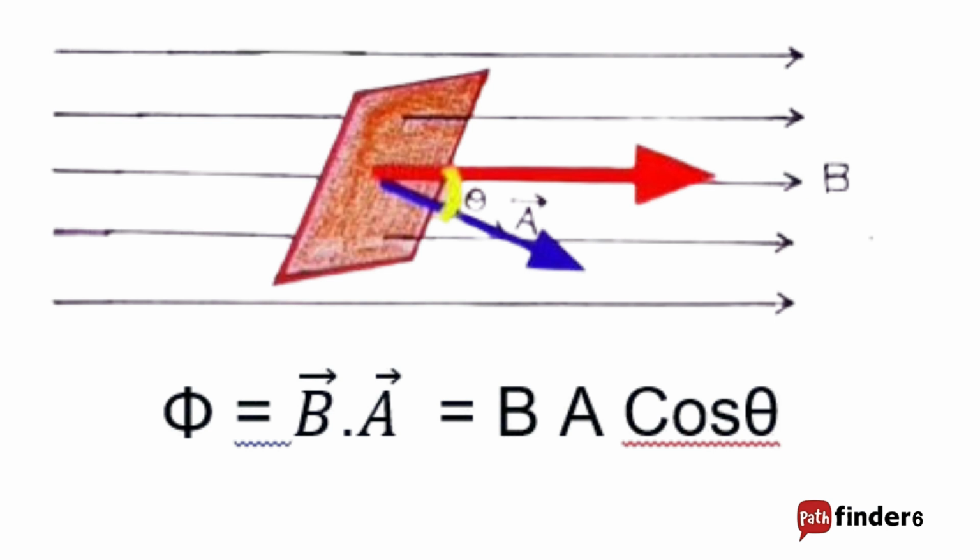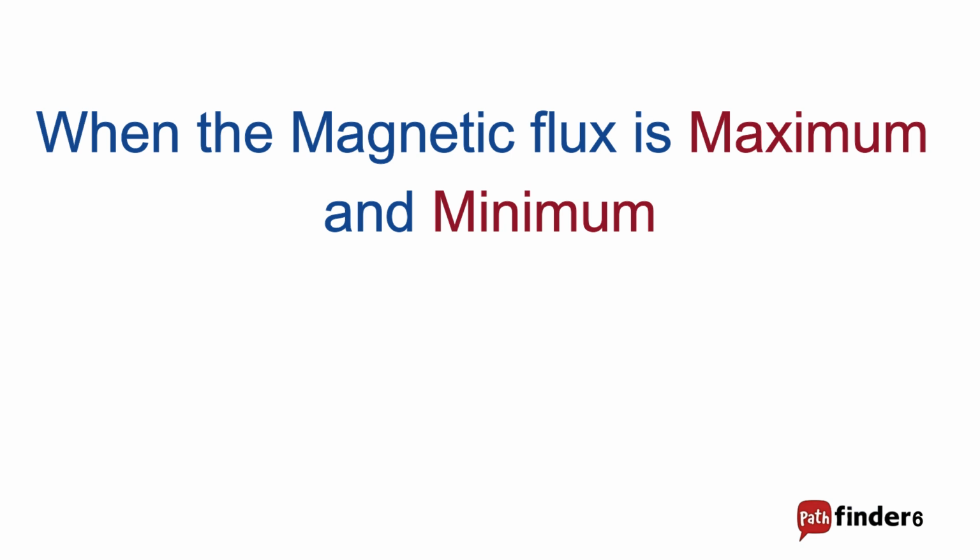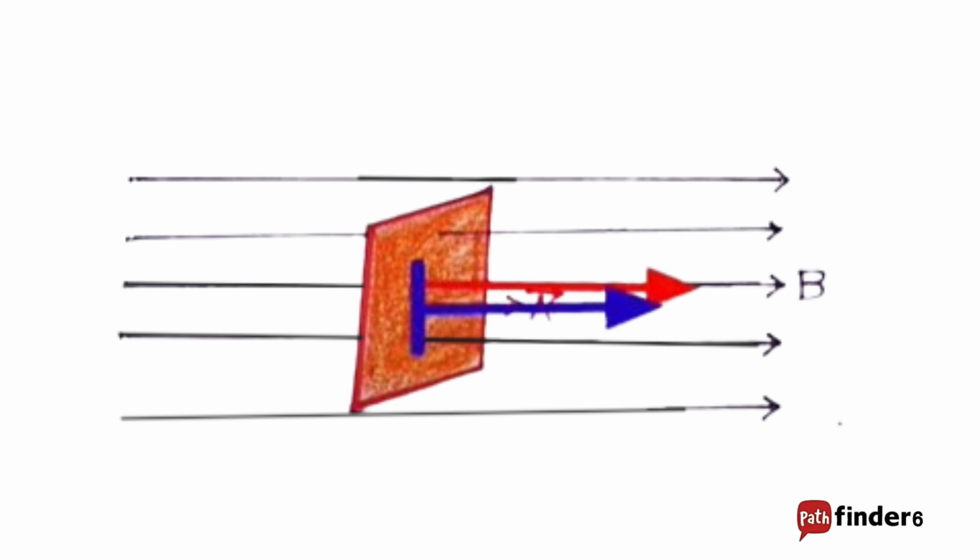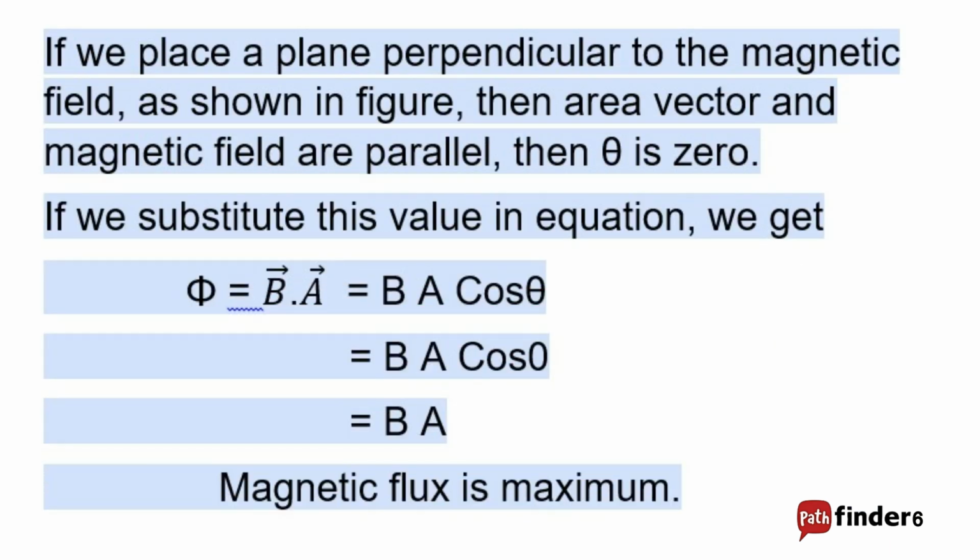Here theta is the angle between B vector and A vector. When is the magnetic flux maximum, and when is it minimum? If we place a plane perpendicular to the magnetic field as shown in the figure, then the area vector and magnetic field are parallel, so theta is 0. Substituting in the equation, phi is equal to B dot A, which is B A cos theta, equal to B A cos 0, equal to B A, because the value of cos 0 is 1. Therefore magnetic flux is maximum.